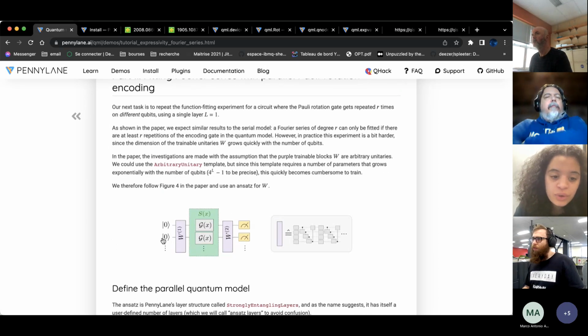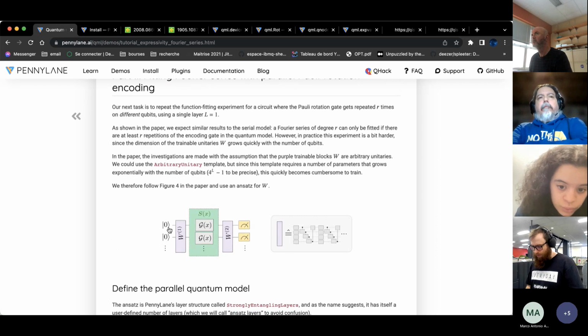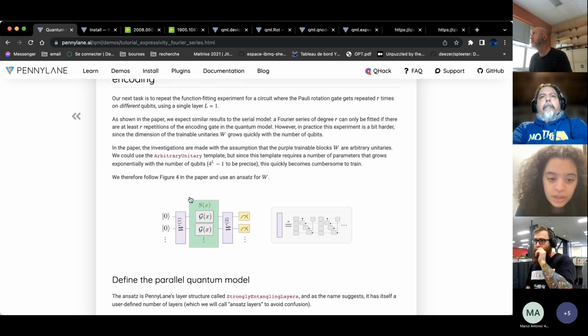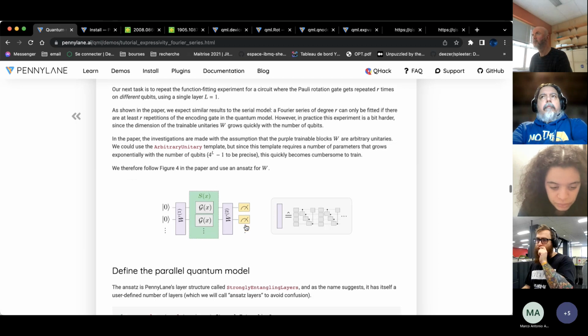So now we consider a circuit that is more than 1 qubit, and we're going to be using something that we call the ansatz. I'm going to talk about that in a second. But the idea is basically the same. We have a first W block, and then we have our encoding data block. This time around, we're gonna apply gates on multiple qubits, actually all of our qubits. And then at the end, we finish with our last layer of W block.